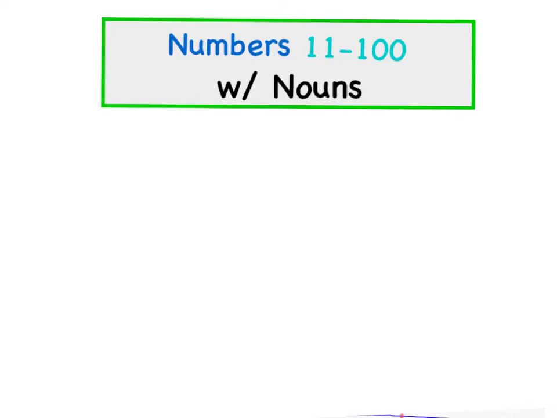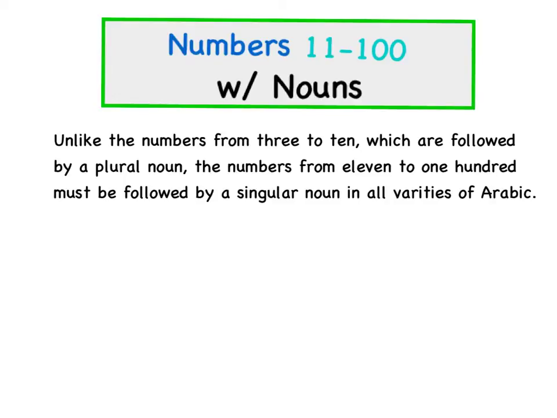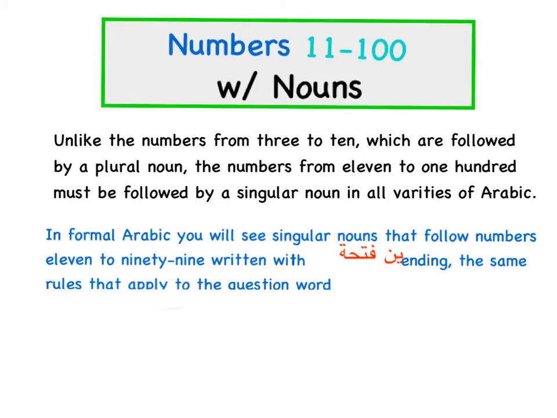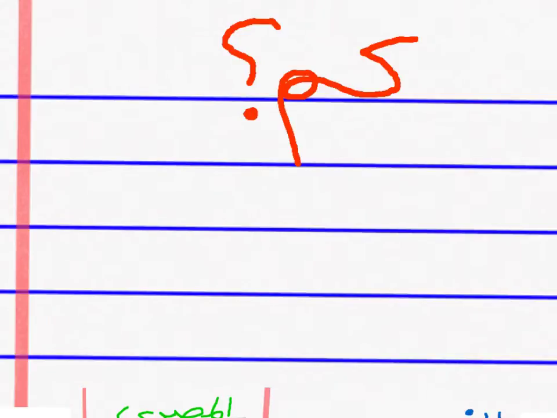Numbers from 11 to 100 with nouns. Unlike the numbers from 3 to 10, which are followed by a plural noun, the numbers from 11 to 100 must be followed by a singular noun in all varieties of Arabic. In formal Arabic, you will see singular nouns that follow numbers 11 to 99 written with tanween fatha ending. The same rules apply to the question word kam. I know this sounds boring and I know there's a lot of words, but it's basically just a couple of information. Trust me.